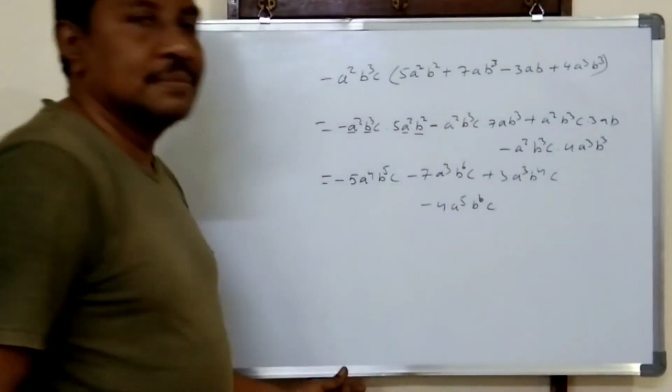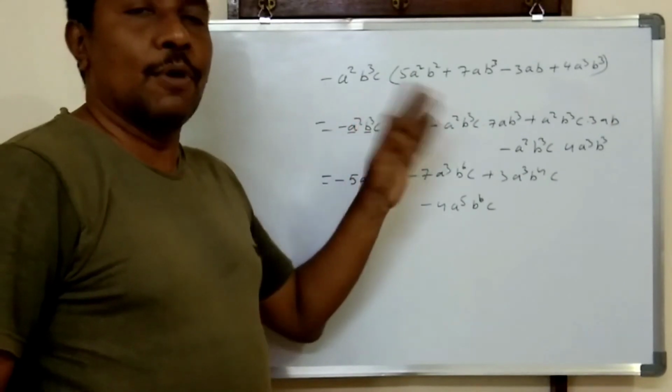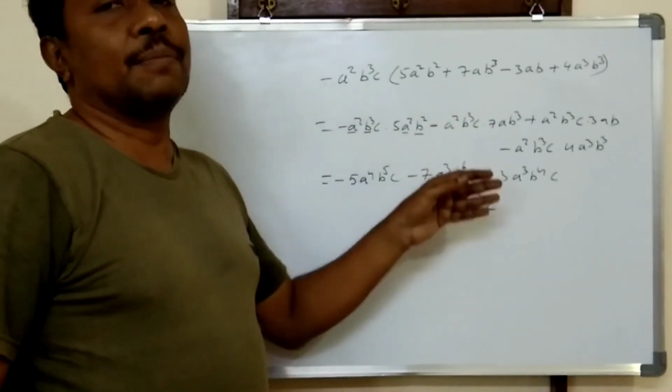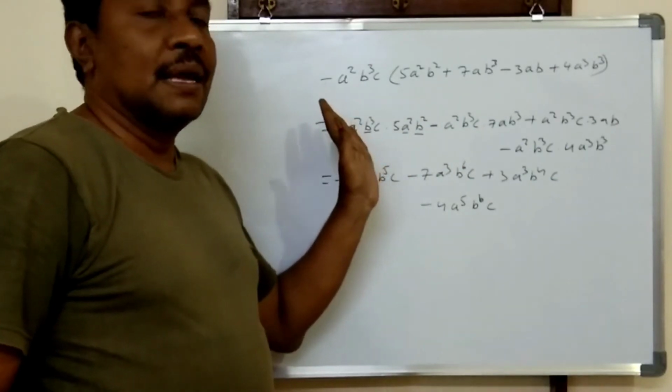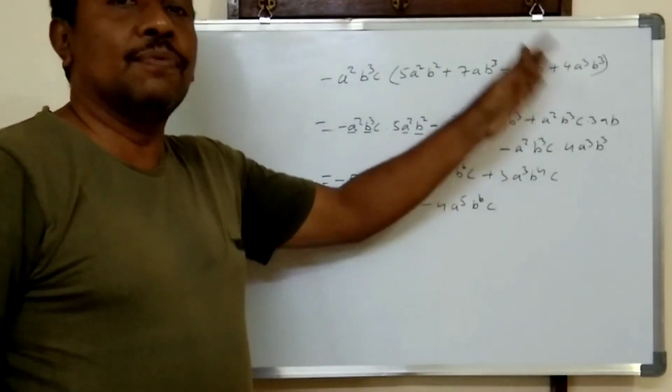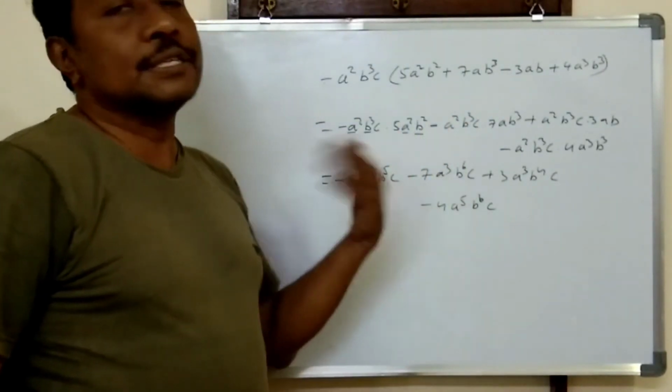So like this we have to multiply a monomial with a monomial, a monomial with a binomial, a monomial with a trinomial, and a monomial with a polynomial containing more than 3 terms, 4 terms, 5 terms, and so on, using the distributive property.